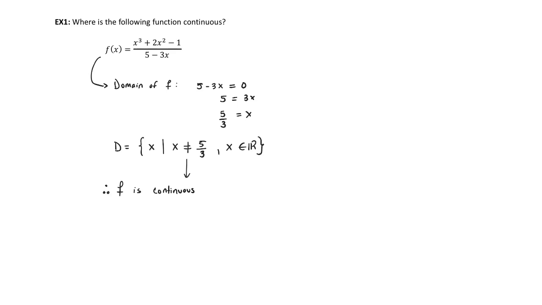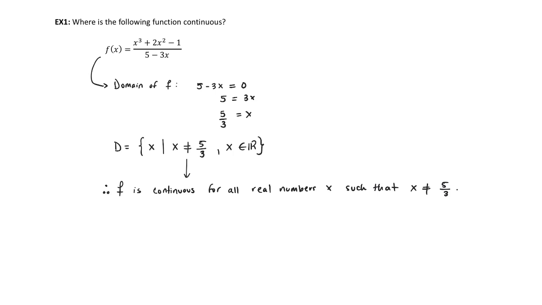But I'm going to say here, to make it a little bit clearer, that f is continuous for all real numbers x such that x does not equal 5/3. Okay. So f will be continuous for every real number x except when x is equal to 5/3.